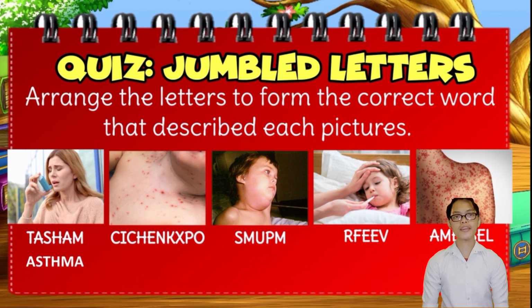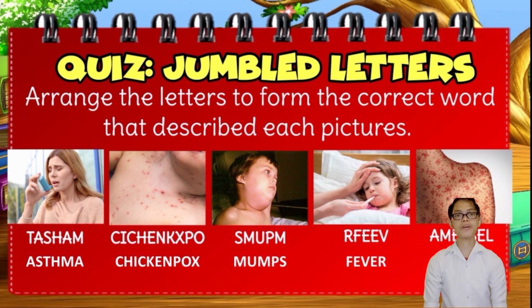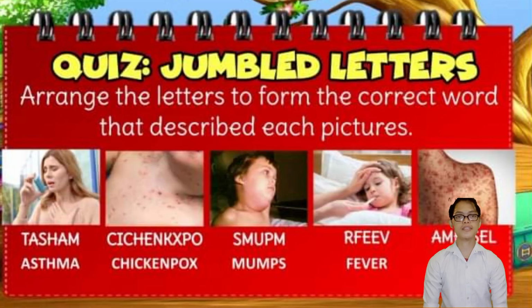The answer on number 1 is asthma. Number 2 is chickenpox. Number 3, mumps. Number 4, fever. And last, number 5 is measles. Who got perfect? Very good. How about 4? 3, 2, and 1. Okay, very good class. Almost everybody got a perfect score.